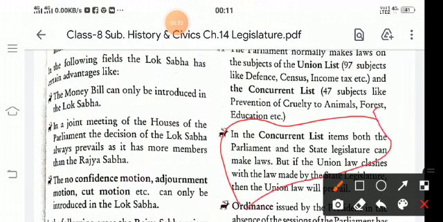The concurrent list can be amended by the state legislature also, like the UP government. State legislature means the state's government. If you are living in UP, that means the UP government also has the right to amend the bill for the concurrent list.